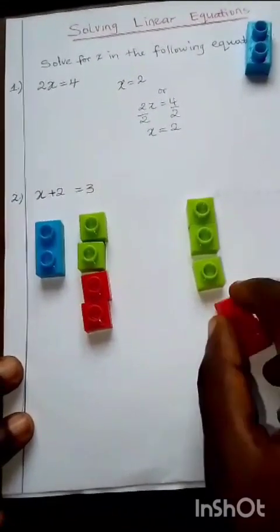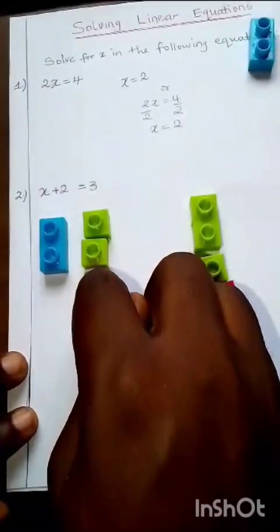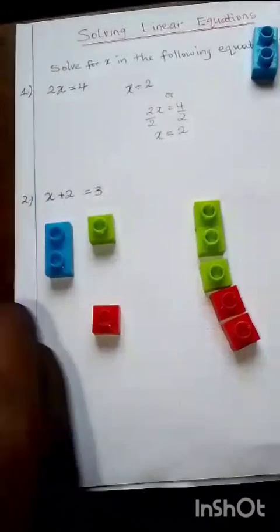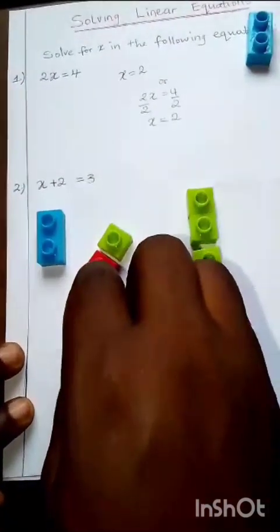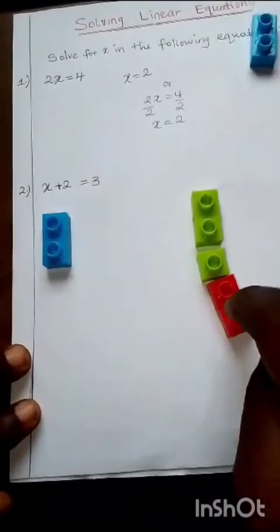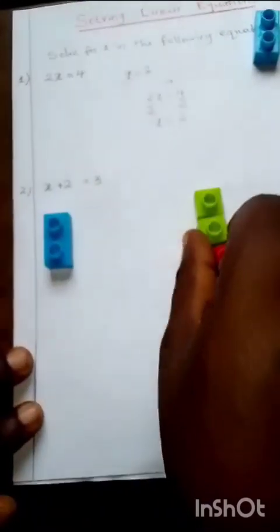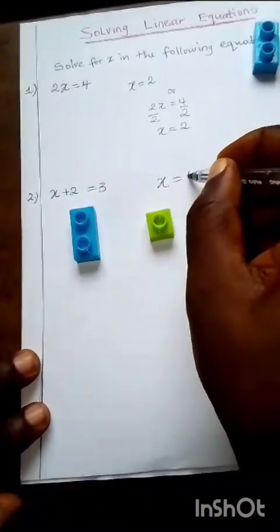Negative 2, negative 2. Now, we have here 1 green, 1 red. It boils down to 0, because positive 1 minus 1 is 0, right? Now here also we have 1 green, 1 red, which gives 0. We are left with x is equal to 1. So our answer here, our x, is equal to 1.